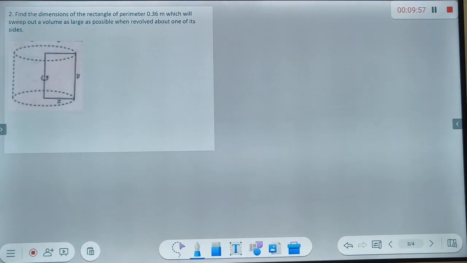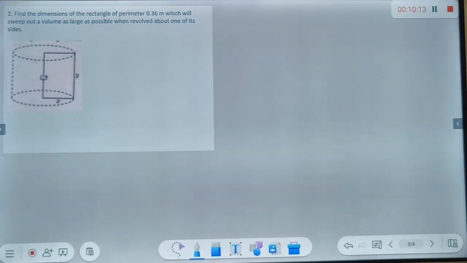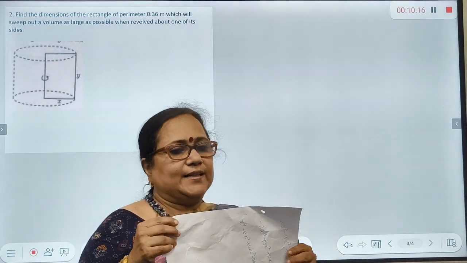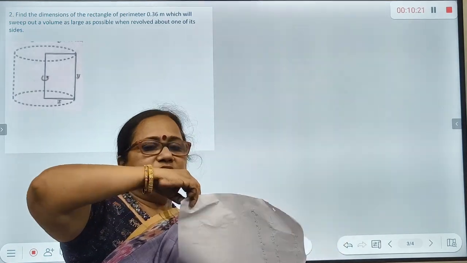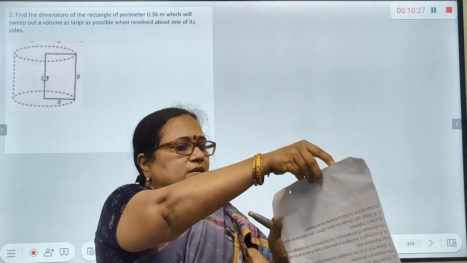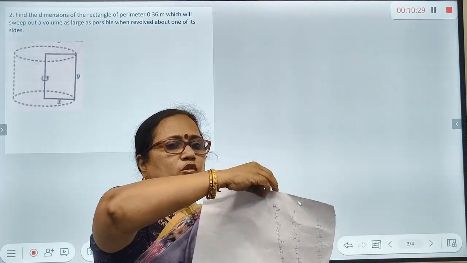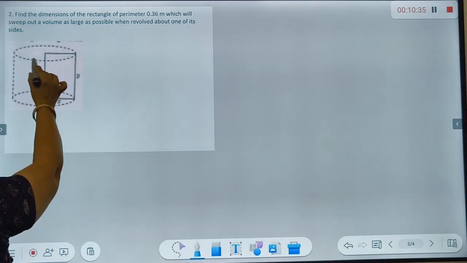Now find the dimensions of the rectangle of perimeter 0.36 meters, which will sweep out a volume as large as possible when revolved about one of its sides. Let us suppose we have a rectangle. If I sweep it out like this about one of its sides, what will I get? I will generate a cylinder.